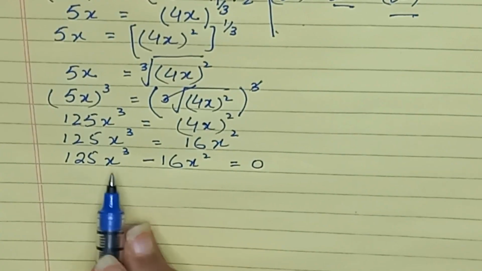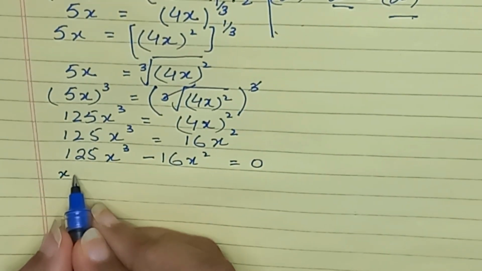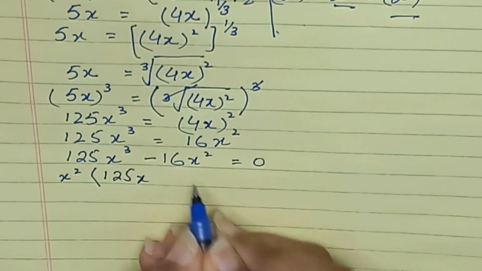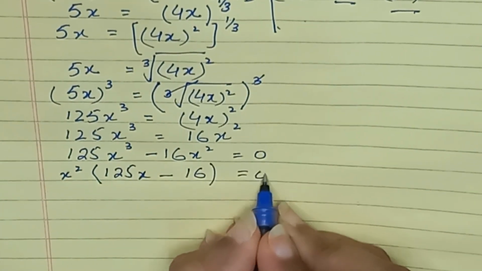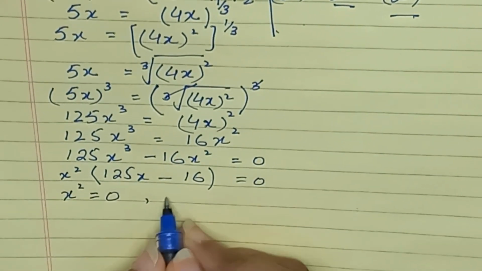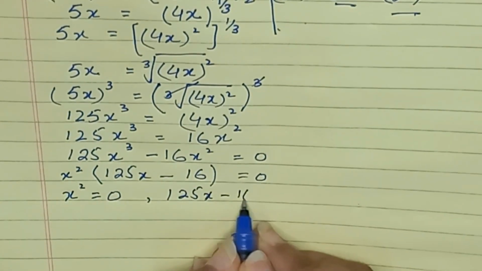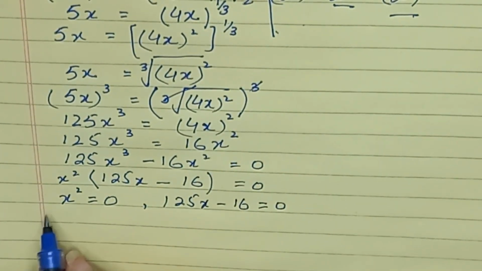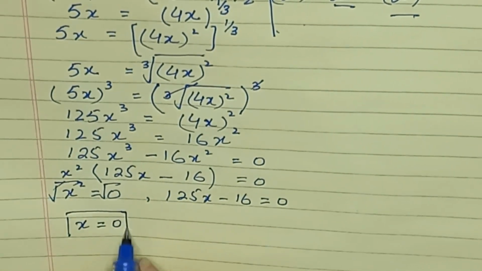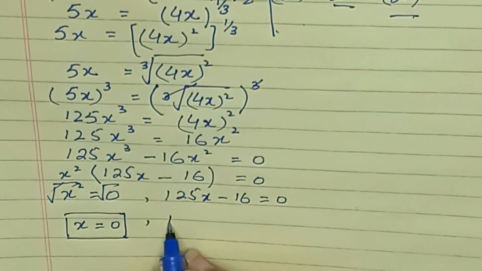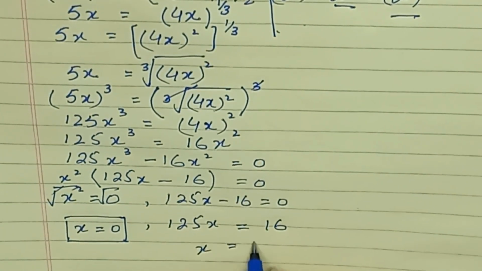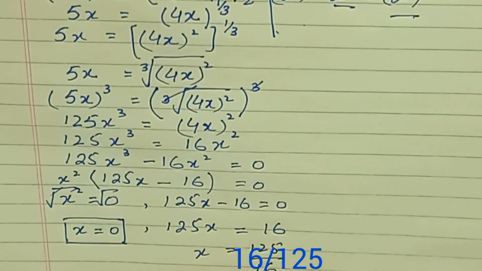Now in these two terms we have x square is common, so it will become x square times 125x minus 16 which is equal to 0. Now we have two factors, so either x square is equal to 0 or 125x minus 16 is equal to 0. So we will take square root on both sides, so it will become x is equal to 0. And from here 125x is equal to 16, and the value of x is 16 divided by 125.